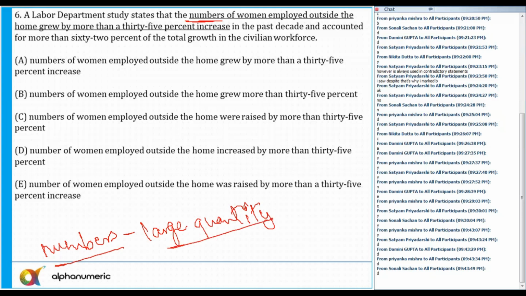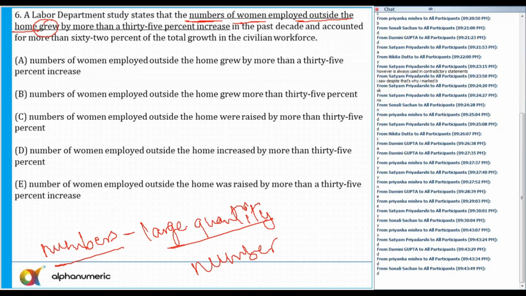For example, the fans turned up in huge numbers. So numbers will be right, but only when you are using it for a large quantity without specifying the quantity, right? Over here, you are talking about a specific quantity. That specific quantity is women who are employed outside the home. Because it is a specific quantity, I cannot use numbers. I will have to use the number. The number of women employed outside the home grew by more than a 35% increase.